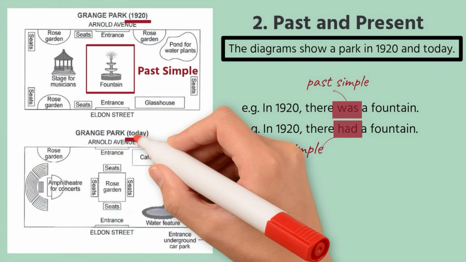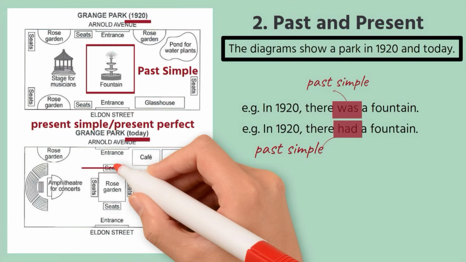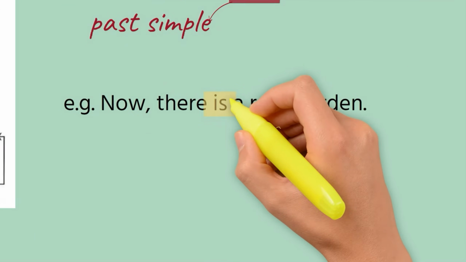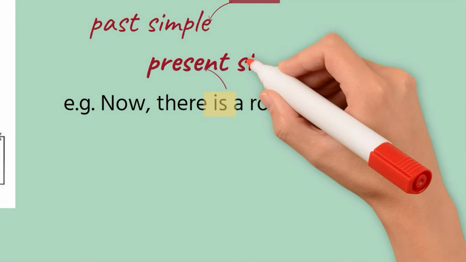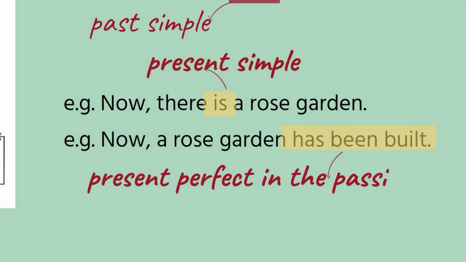Then the second diagram is about the park today. Therefore, we can use present simple or present perfect. For instance, we can say, now there is a rose garden. Here is the present simple. Now a rose garden has been built. Here has been built is the present perfect in passive.